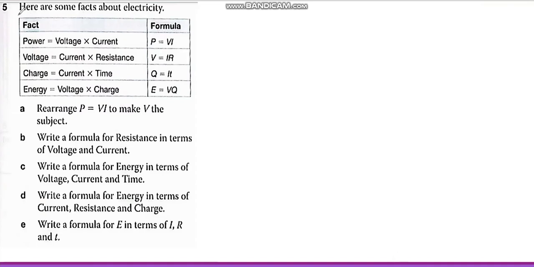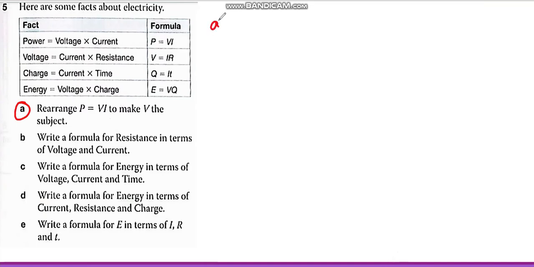In question number 5, it says here are some facts about electricity. Means we are given some formulas, like the formula of the power is the product of the voltage and current. And similarly, we are given some other formulas. And in A part, they want us to rearrange P is equal to VI to make V as the subject.